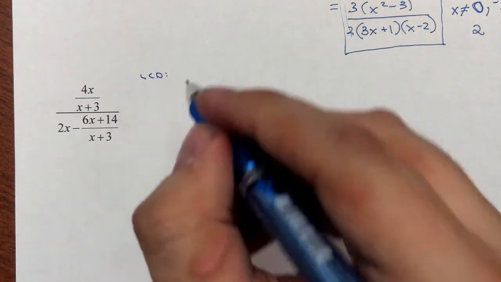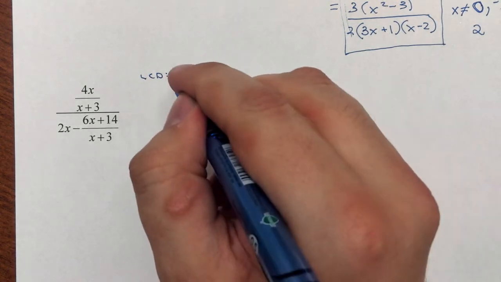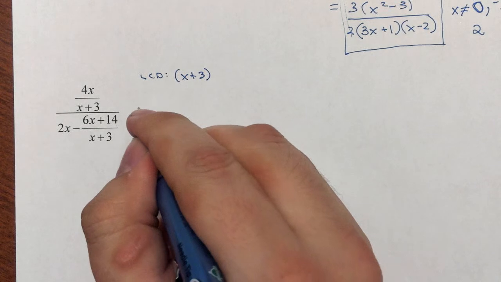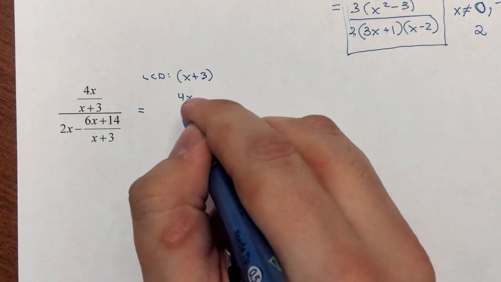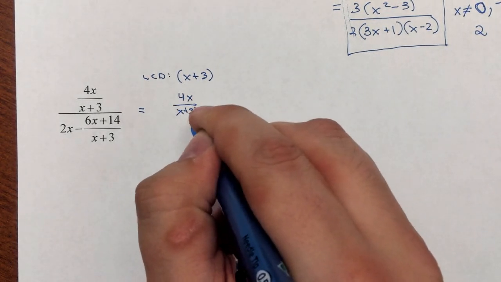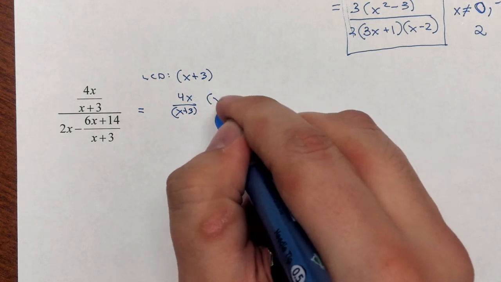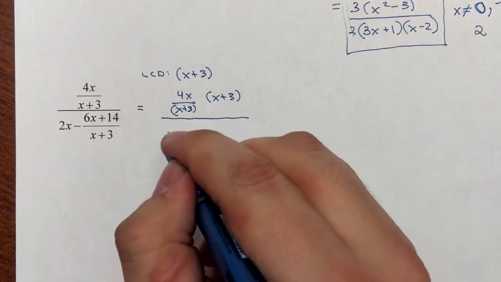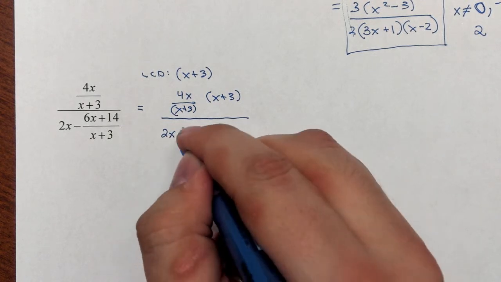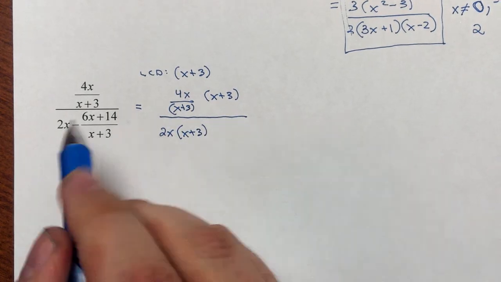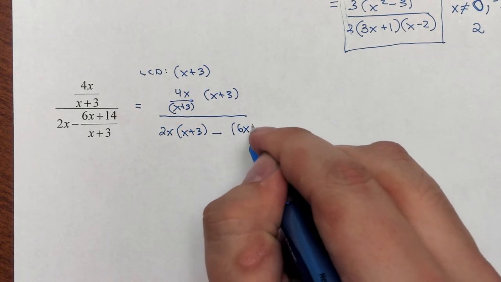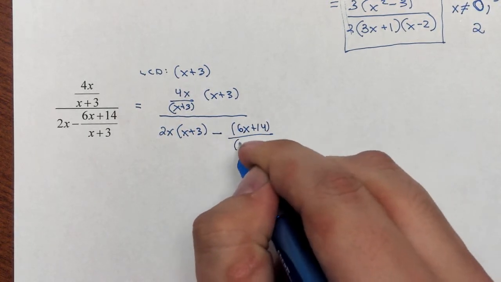So what do I want to do? I want to multiply by x plus 3, each term. And you notice I'm putting the factors in parentheses. Be careful about that. That is a good idea. It helps me to avoid things like forgetting to distribute negatives properly.